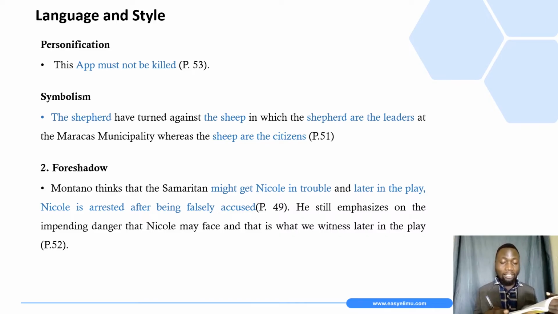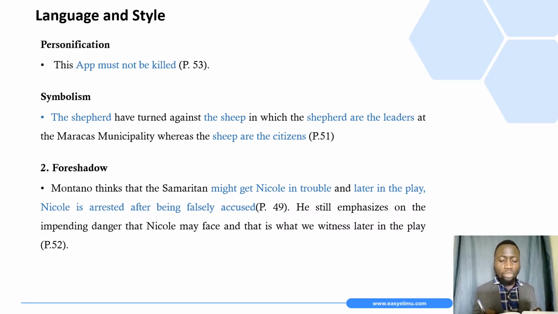In other terms, it means that the app must not be stopped or discarded. So when she says that the app must not be killed, it's like the app is now having some human qualities, so the app is able to breathe and do all sorts of stuff. So that is personification. This is the part where she talks about that.